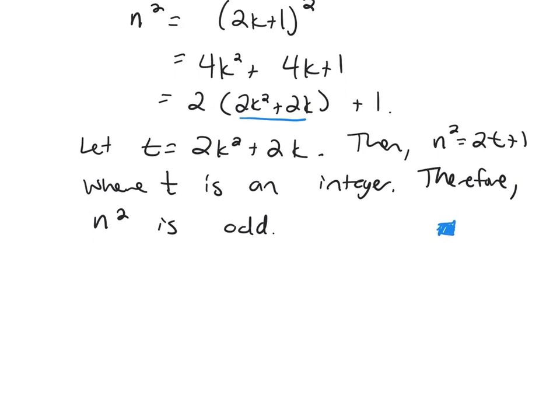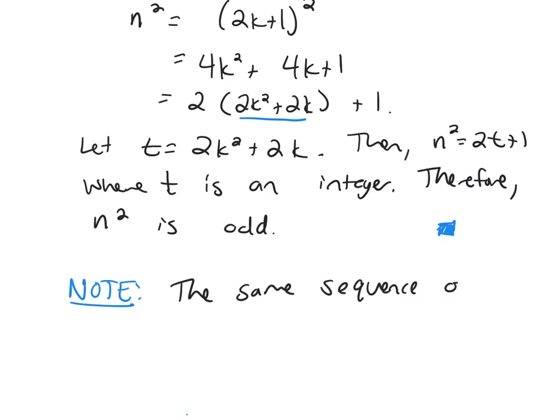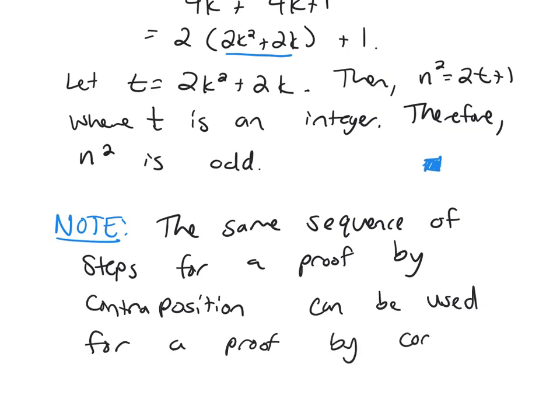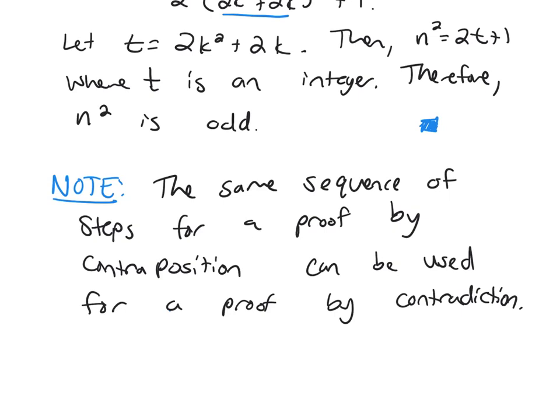Now I do want to make a note here. If you compare this with contradiction, you're going to see that some of the same sequence of steps for a proof by contraposition can be used for a proof by contradiction. So if you were to go back to the original statement and prove it by contradiction, you'll see that some of the same steps that appear in that proof also appeared in the proof we just did.